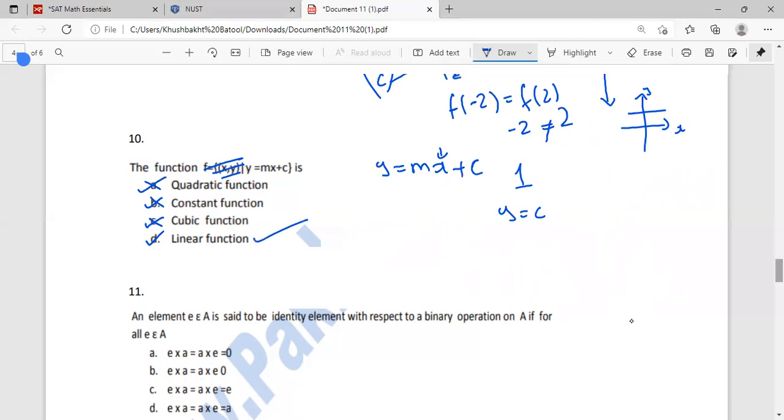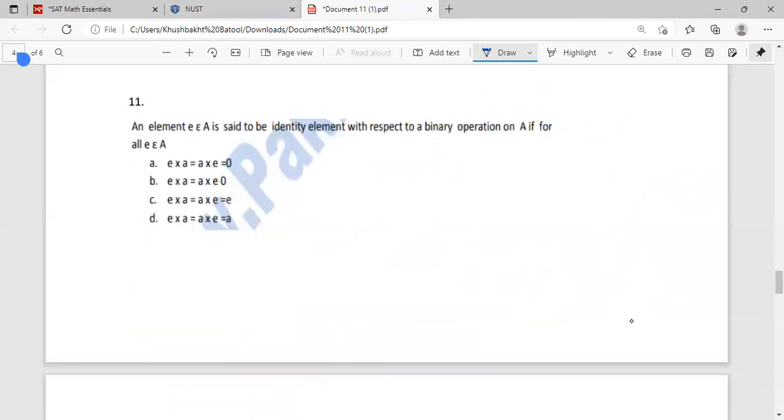Okay, let's talk about the 11th question. An element E belonging to A is said to be the identity element with respect to a binary operation on A if for all elements belonging to A. Okay, for this, E is the identity element. So for your reference, just so you can understand things easily, think of the identity element as 1. Whenever we multiply 1 with any number, even in this order, order does not matter in multiplication. This is what we get.